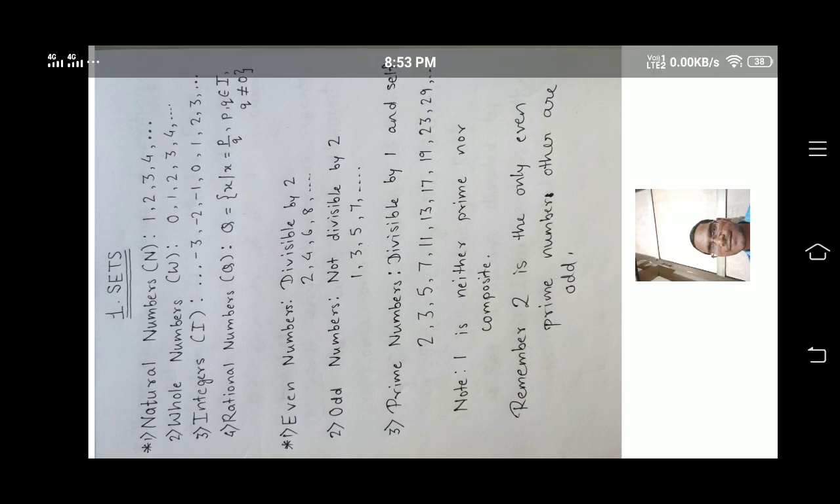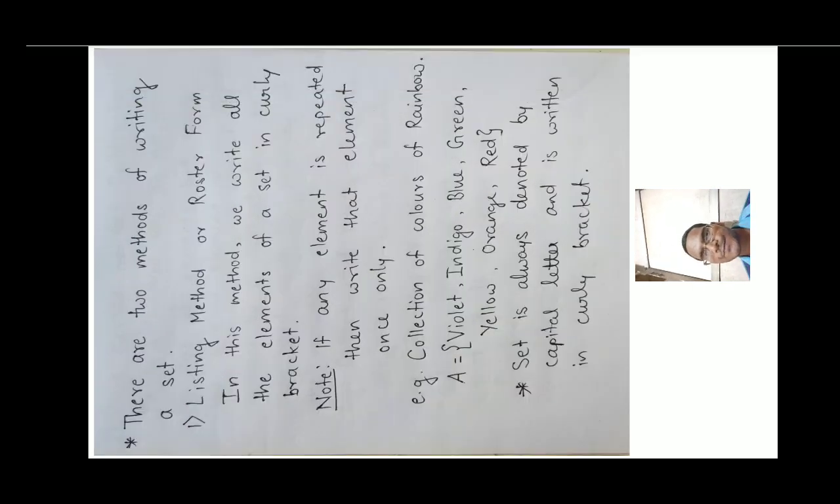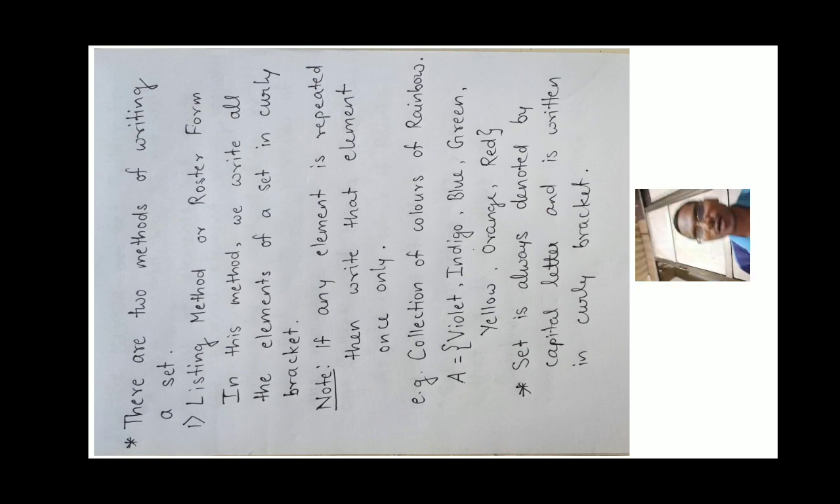Okay, now we will move to our next slide. In the next slide we will learn types of sets, how to write sets. Okay, so let us see. There are two methods of writing a set. First one is listing method, or you can call it roster form or roster method.